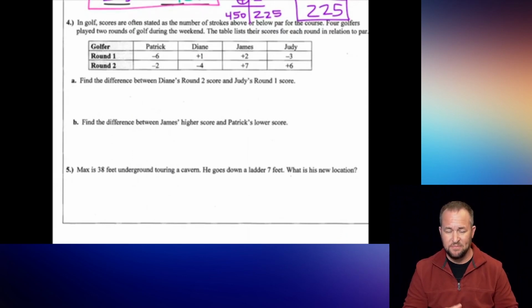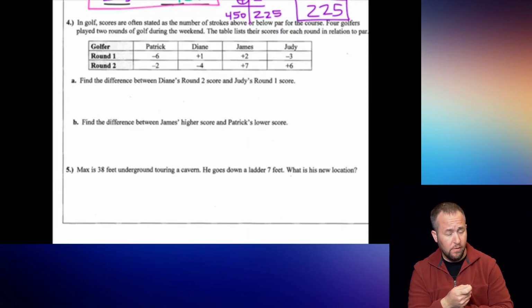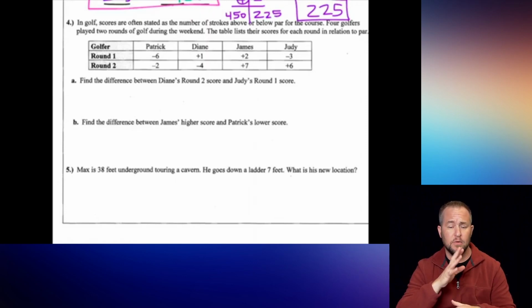All right, number 4, it says, in golf, scores are often stated as the number of strokes above or below par for the course.